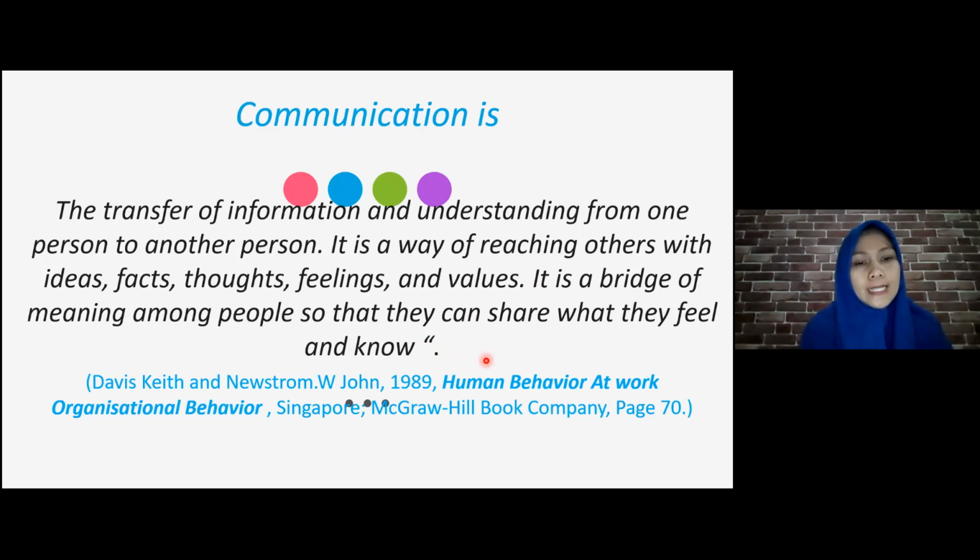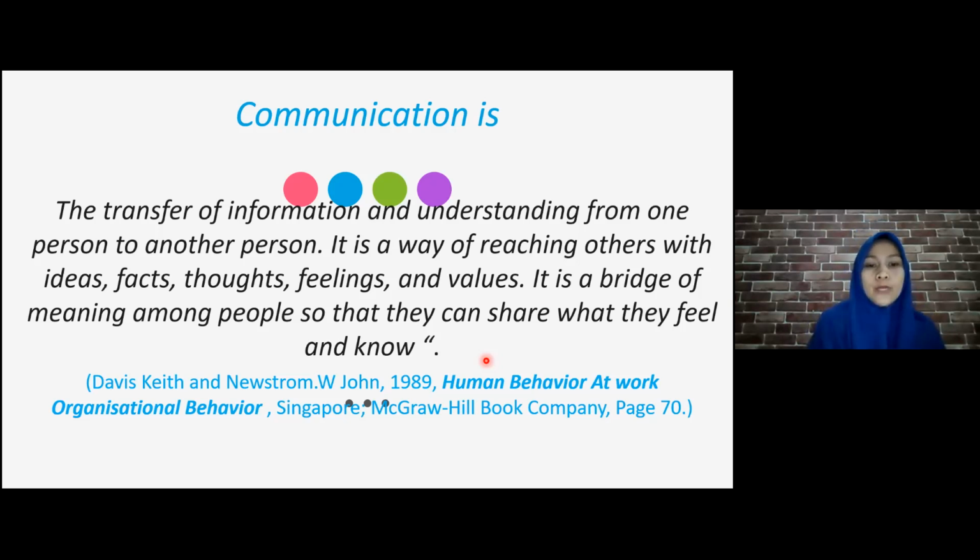So here we can see that Keith and Newstrom stated that the main point of communication is the transfer of information from one person to another person. And then what's the goal? What's the purpose, the objective of communication? It is to reach others with ideas. It could be facts, thoughts, feelings, even values.